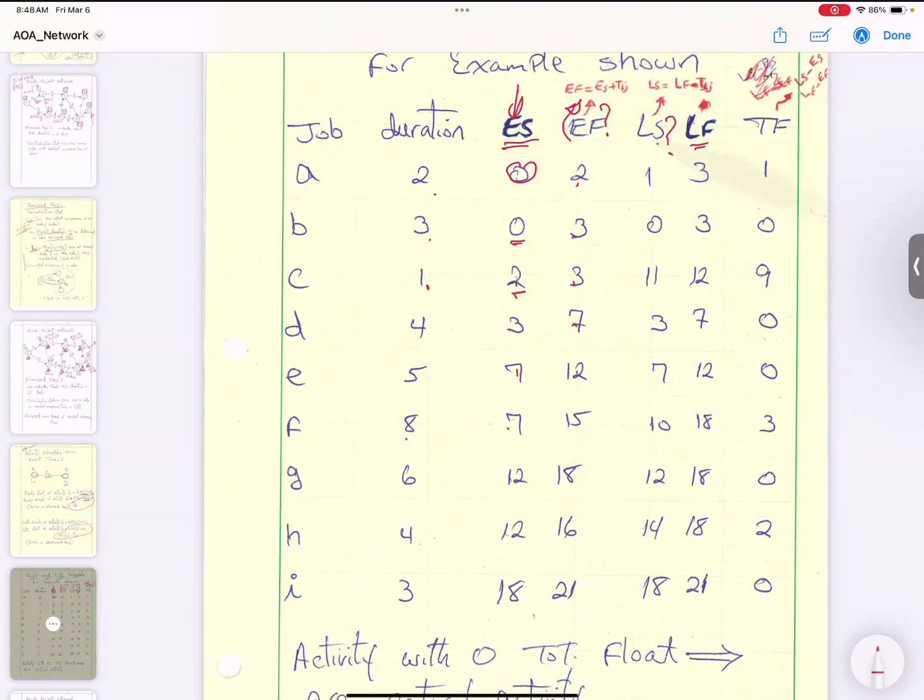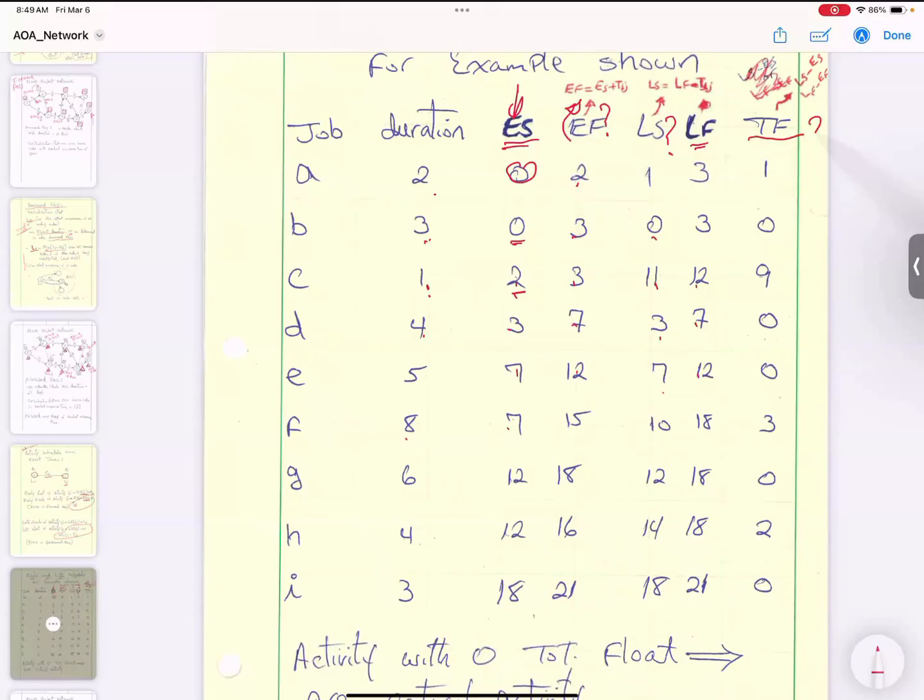How do you calculate latest start? Latest start is equal to latest finish minus T sub ij. So latest finish basically is 3 minus 2 is 1. 3 minus 3 is 0. 12 minus 1 is 11. 7 minus 4 is 3. 12 minus 5 is 7. That's how you can calculate latest start.